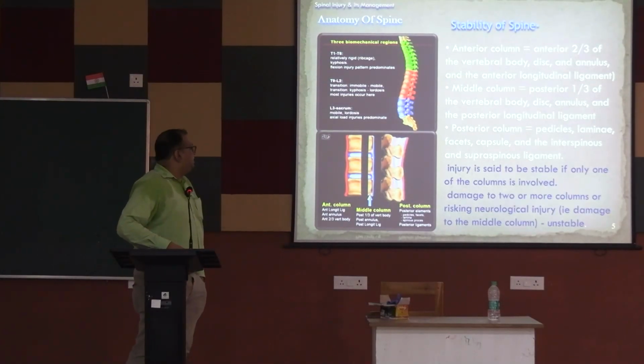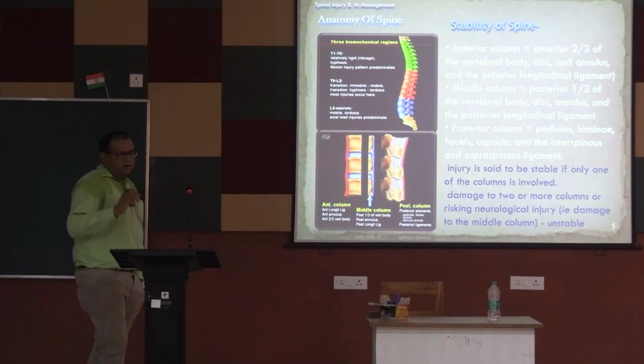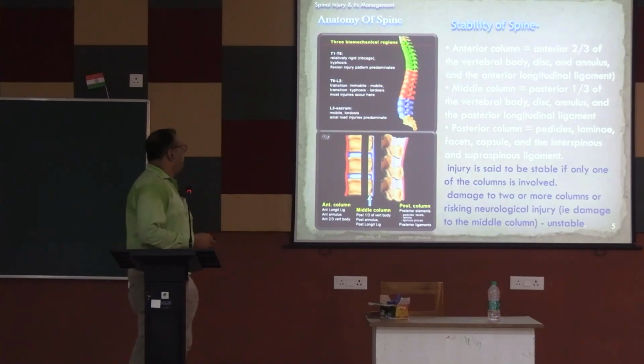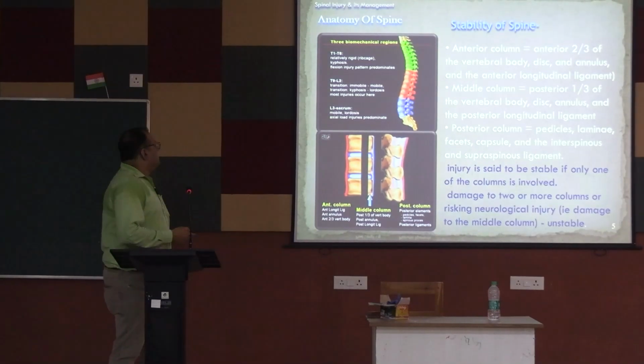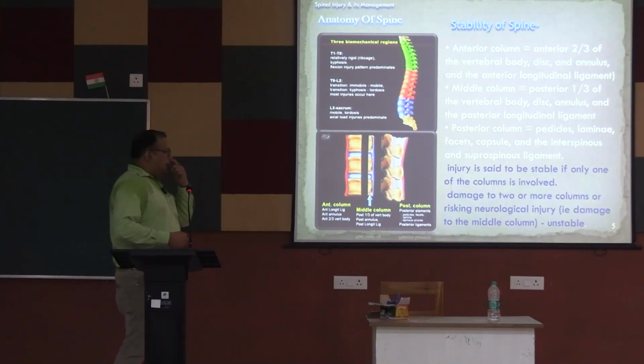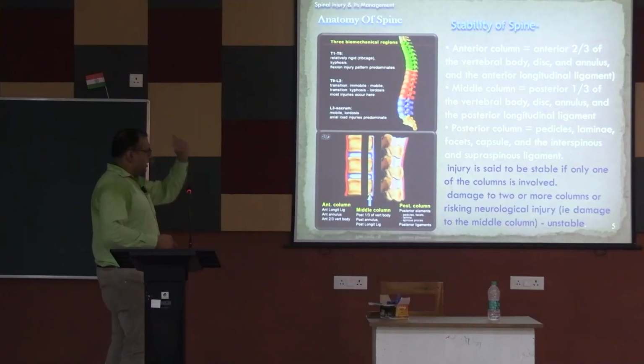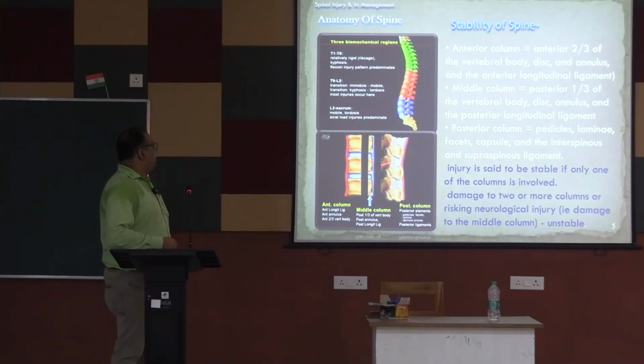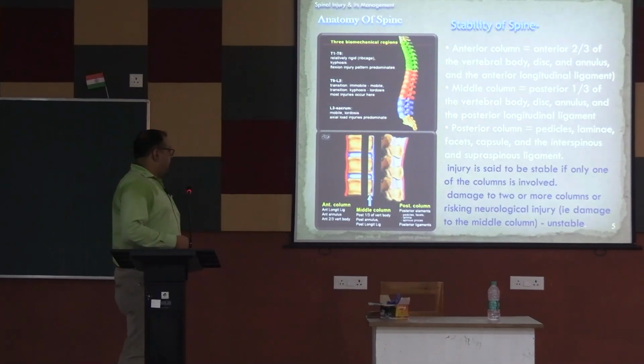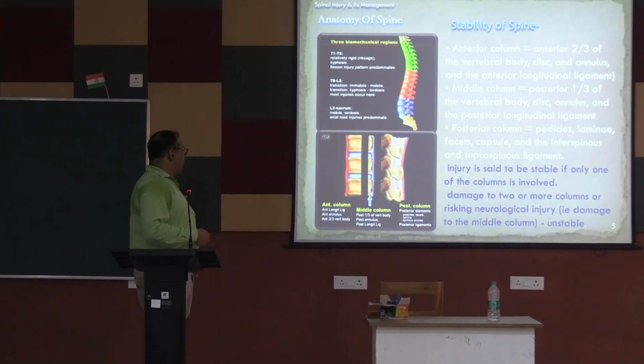Stability, okay. Now, the stability concept is an evolving concept. You've not heard of this before. What the stability concept is saying is that when we look at a sagittal section of the spine, you're seeing it from the side, right? There are 3 columns. This is the anterior column, this is the middle column, and this is the posterior column.